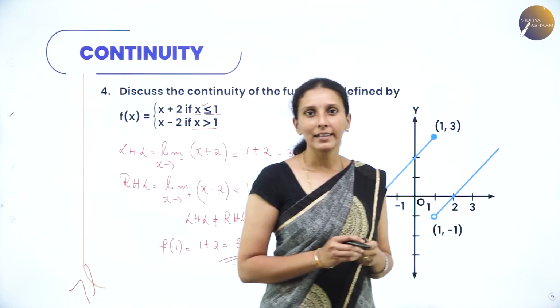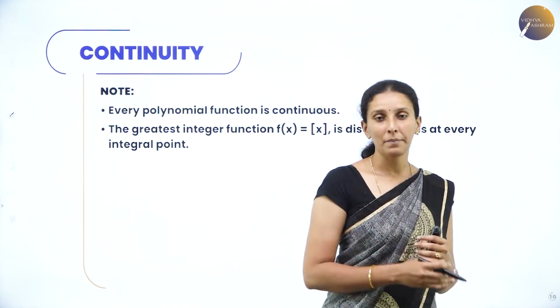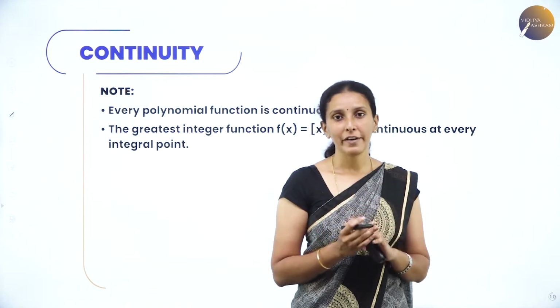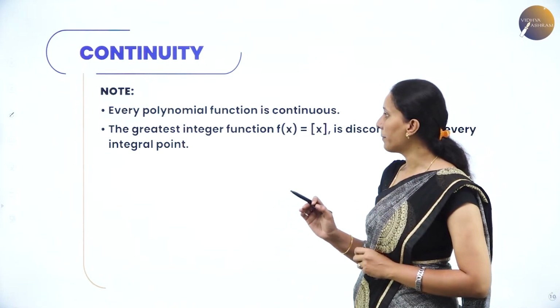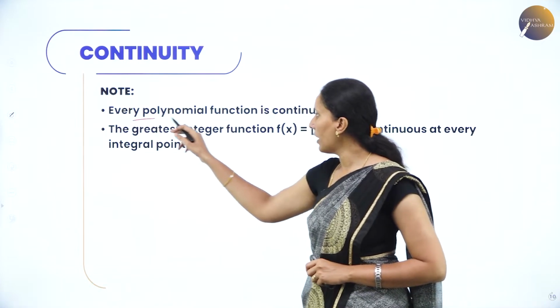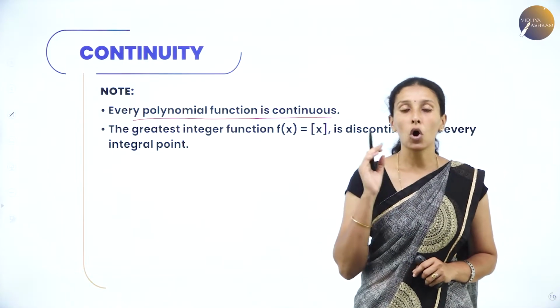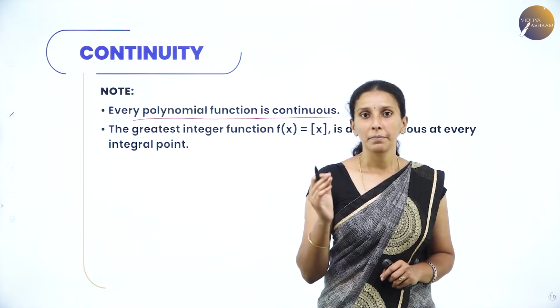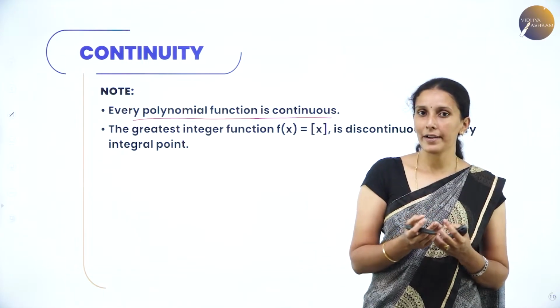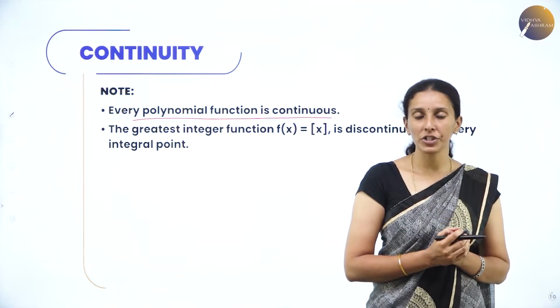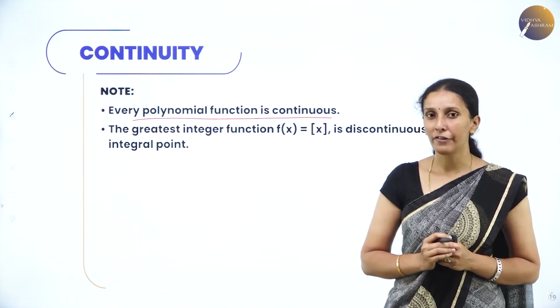Other than this, we come across many types of functions. We can also verify or prove how a function is continuous. So here are some examples. Every polynomial function is continuous. So all polynomial functions, whether linear, quadratic, cubic or biquadratic, any type of polynomial function is always a continuous function.